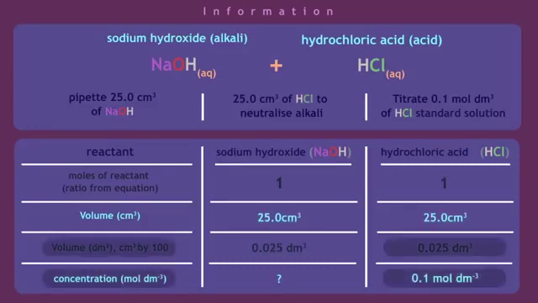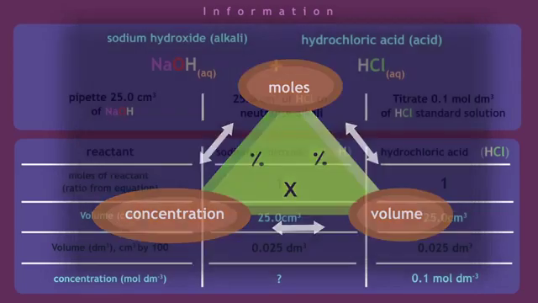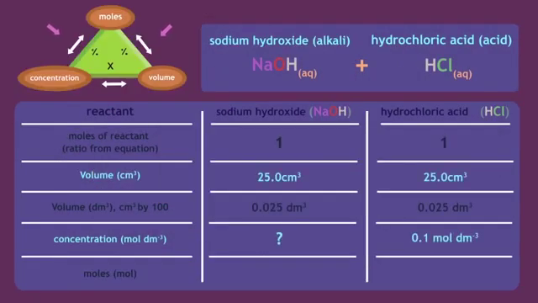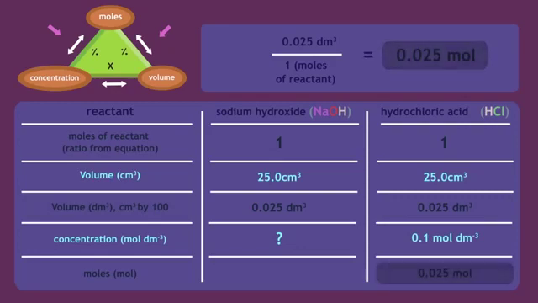You know the concentration and the volume of the acid used to neutralise the sodium hydroxide. This is 0.1 molar hydrochloric acid and 0.025 decimetre cubed. The next step is to use the formula triangle to calculate the number of moles. Add this as a row to your table. Use the formula triangle and calculate the number of moles. Pause the video and continue when ready. The concentration is found by dividing the number of moles by the volume in decimetre cubed. Your table should now look like this.